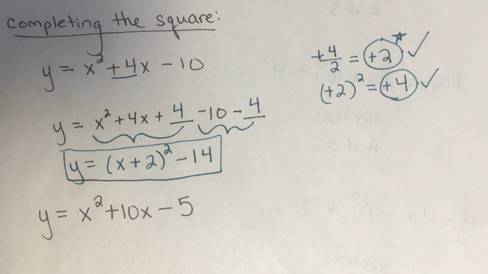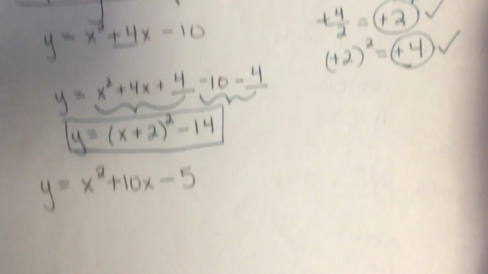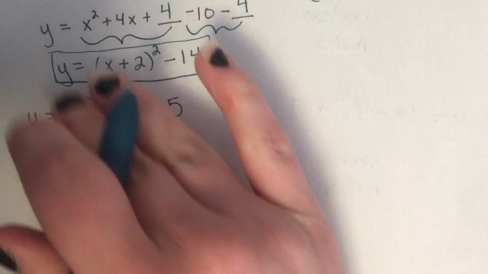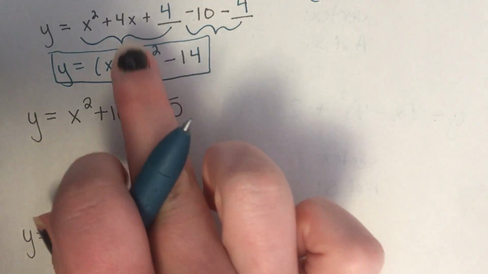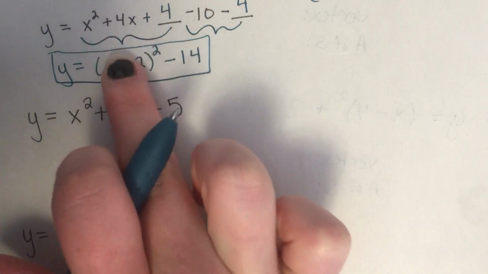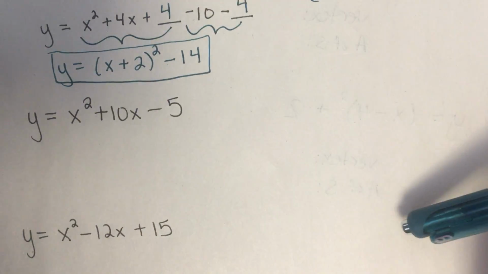So let's take a look at the next example. Now I'm going to have x squared plus 10x minus 5. We want to do this vertex form again, in which case I'm going to get a number at the end. I don't really care what it is. The point is that my first 3 become this factored form.